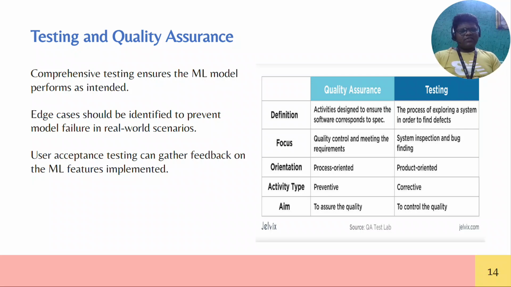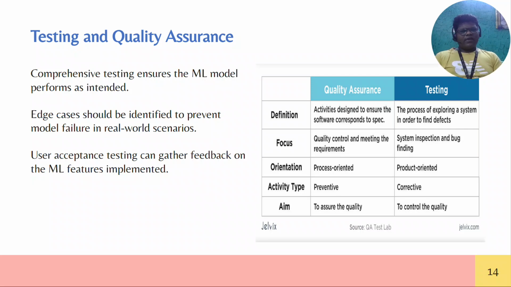Here is a definition diagram, or you can say a differences chart between testing and quality assurance. The definition of quality assurance is activities designed to ensure the software corresponds to the specifications. Testing is the process of exploring a system in order to find defects. The focus of quality assurance is to maintain quality control and meet the requirements. The focus of testing is to improve system inspection and bug finding.